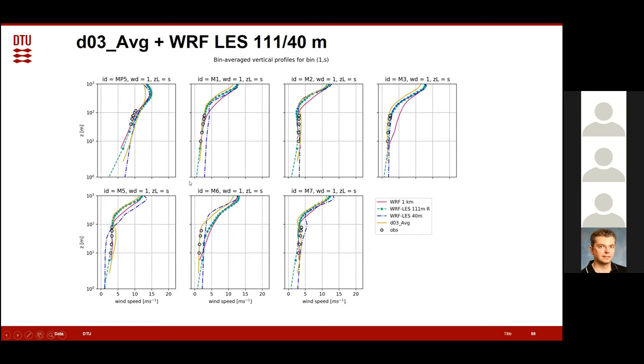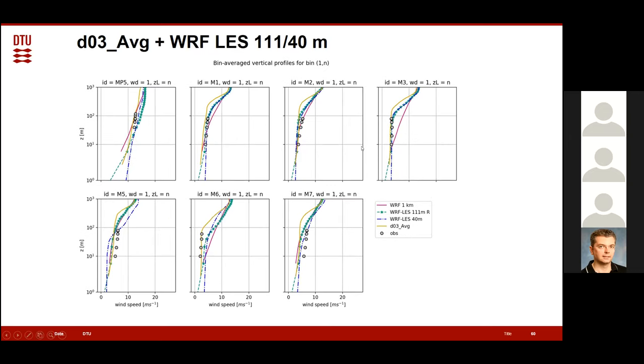We are also seeing that M1 position, we have this discrepancy between 111 and 40 meter LES, which can have something to do with the offset of the position where I took the values from the solver at some point. And looking on the neutral case, we now have in a sense a similar picture. We have a pretty big deviation from our modeling approach compared to the LESs, but in the rest it seems to work okay.